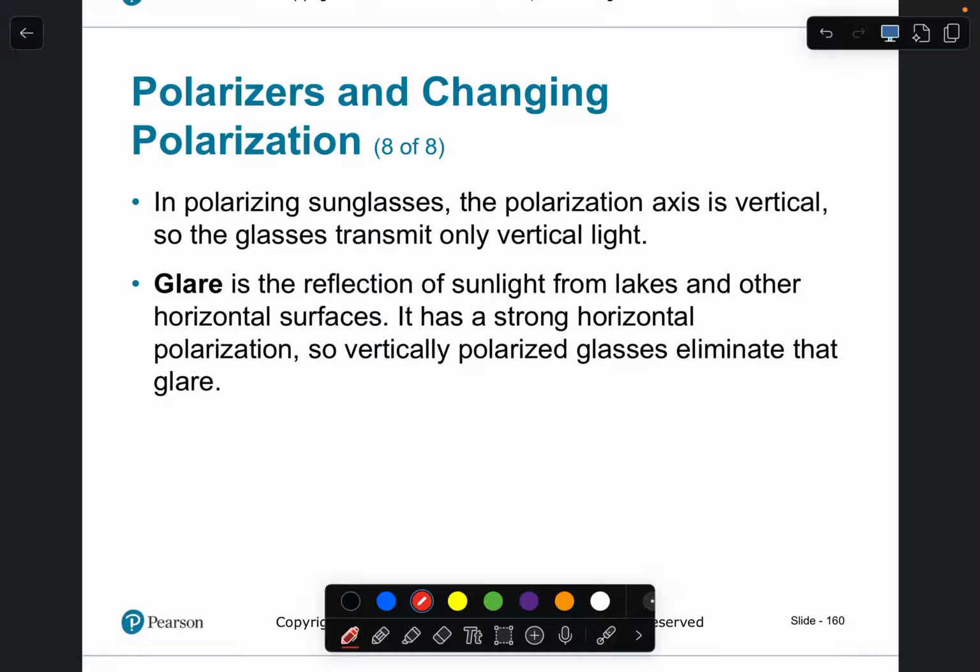So how does that work? Well, we can polarize light by passing light through a filter, right? But light also gets polarized upon reflection.